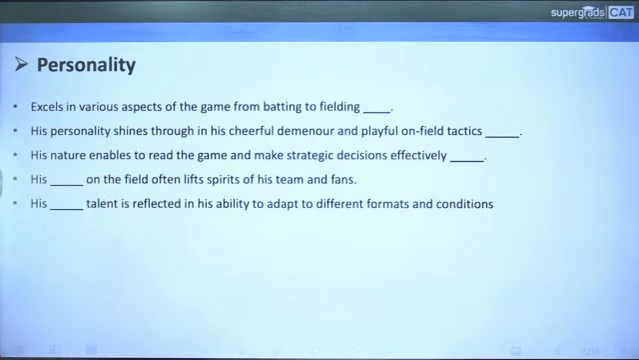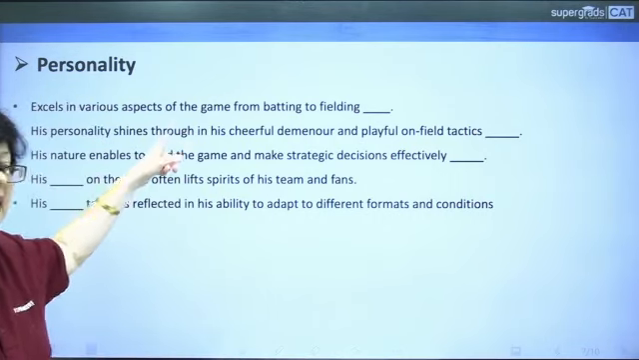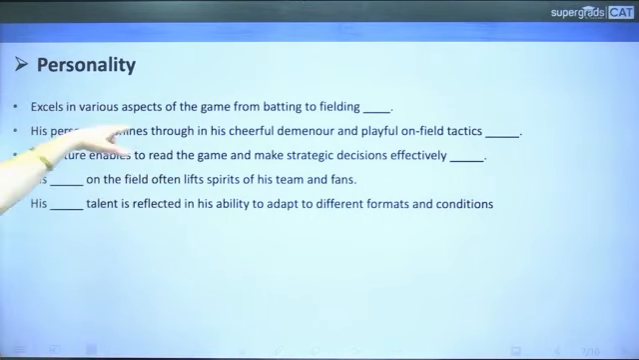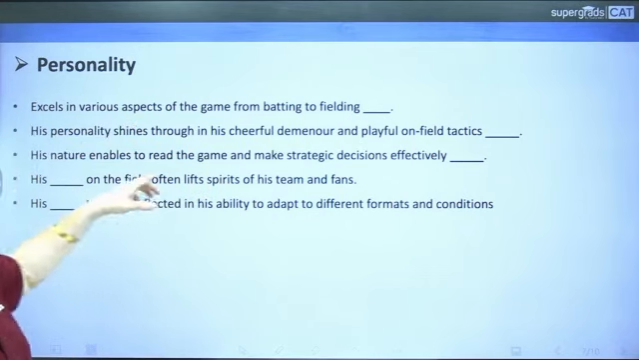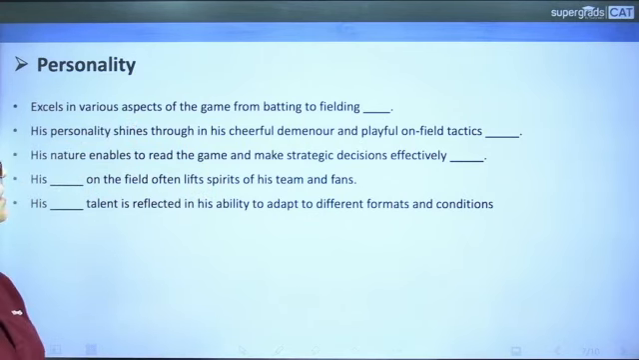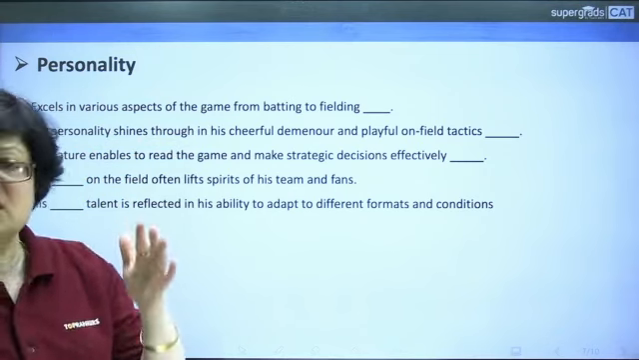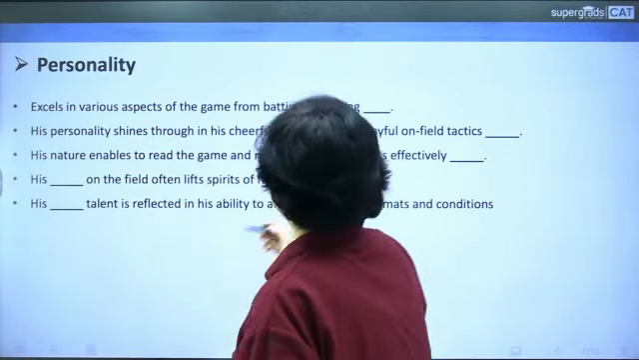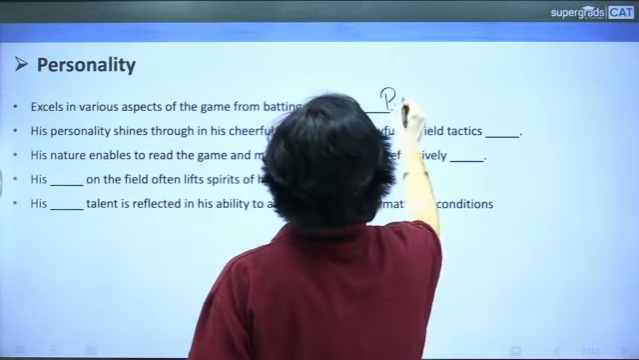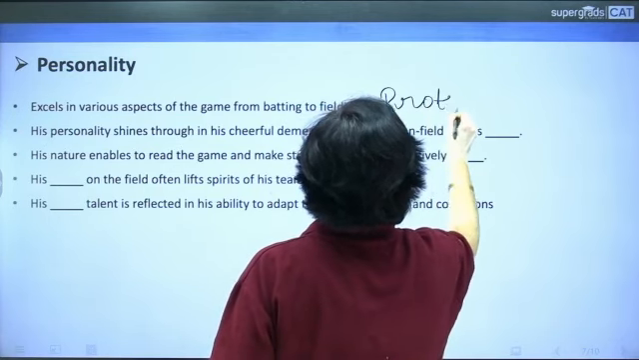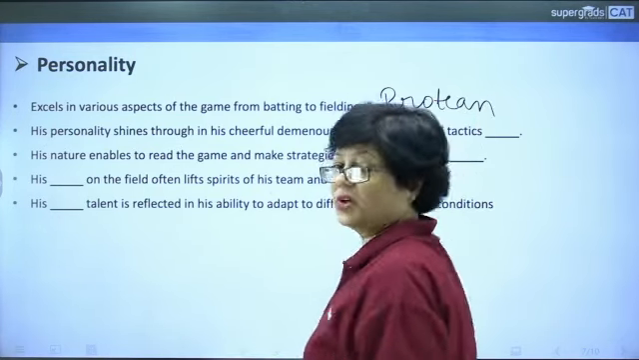For example, take the first sentence. He excels. I'm talking about Mr. Virat Kohli, right? He excels in various aspects of the game, from batting to fielding. So what is this quality called? What can be called? He is a Protean. He is a Protean, right?